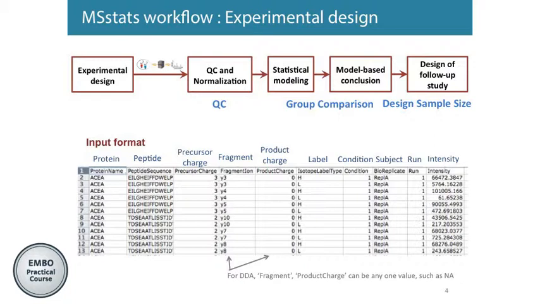And the label, like heavy label or light label. If you have only the endogenous one, you can just put L, and you don't have any H here. Then condition, like healthy, disease, or time point 1, 2, 3, 4, depending on your design. Then biological replicate, where you need to assign whether it is the same subject or a different subject. Here run is the MS run, and then the final intensity value from data processing tools. If you have this format, you can start the statistical analysis.